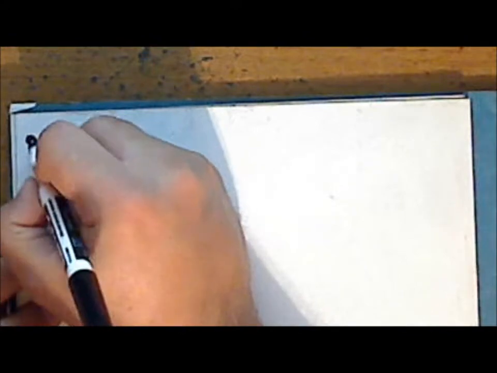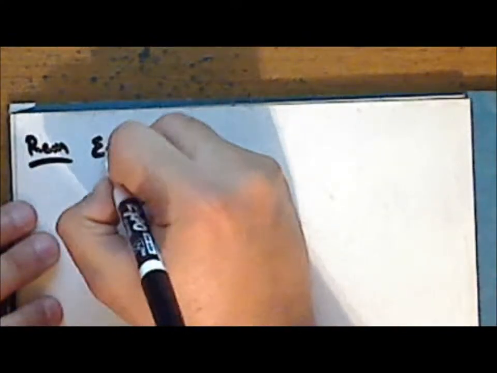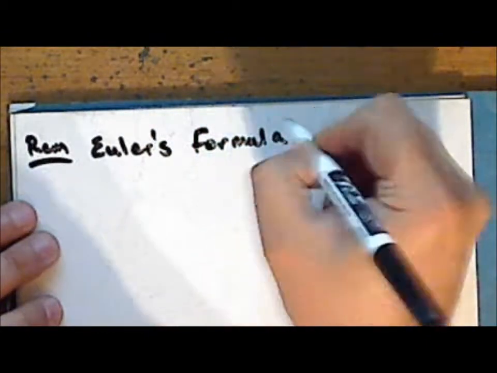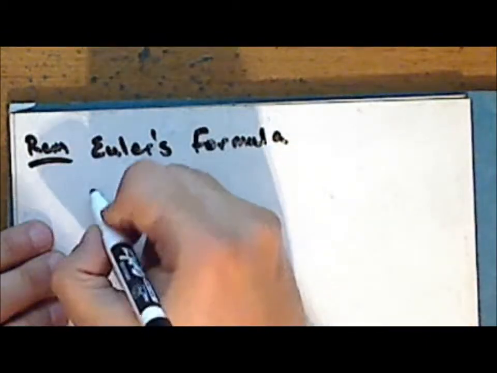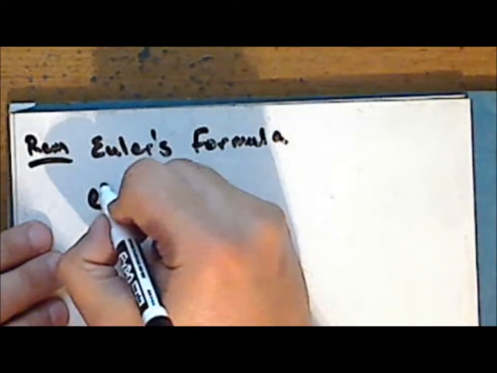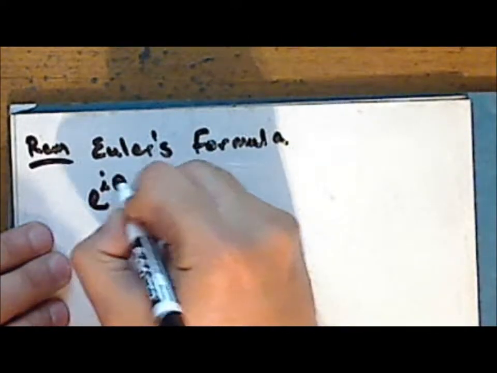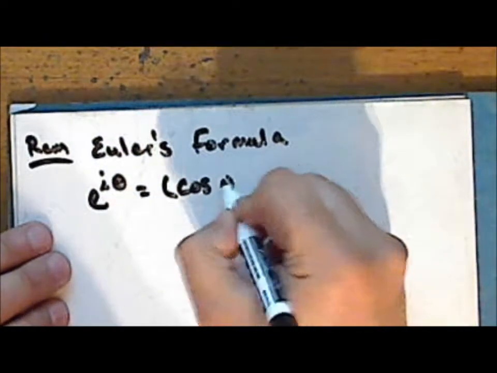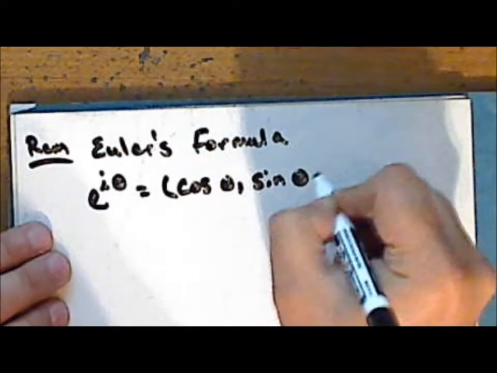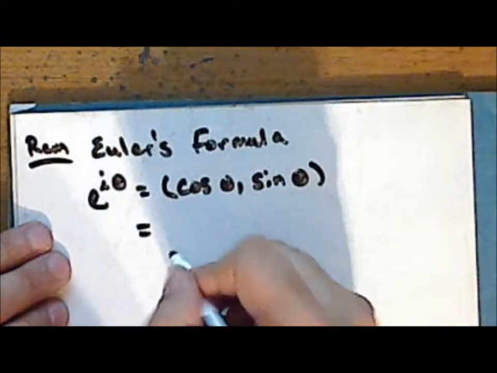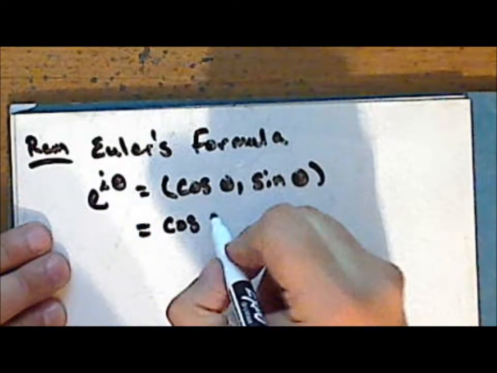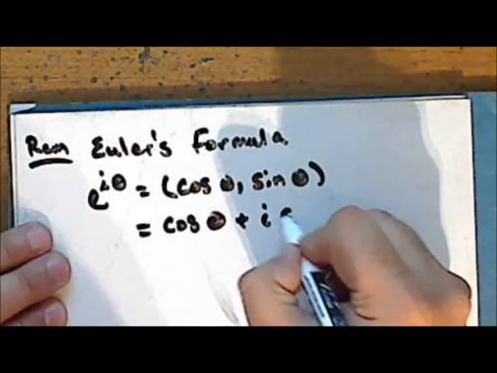Okay, so next I want to state Euler's formula. And this is a formula for imaginary exponents for the number e. E to the power of I times theta is the ordered pair cosine theta, sine theta, or as a sum, is the sum cosine theta plus I times sine theta.